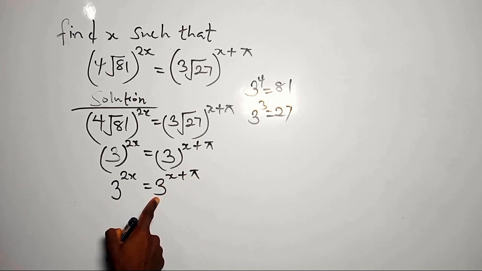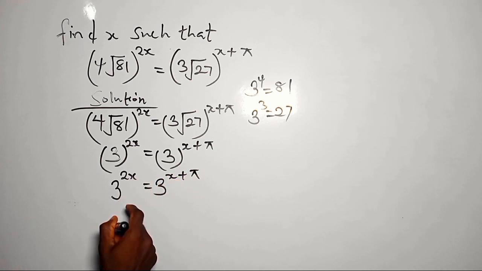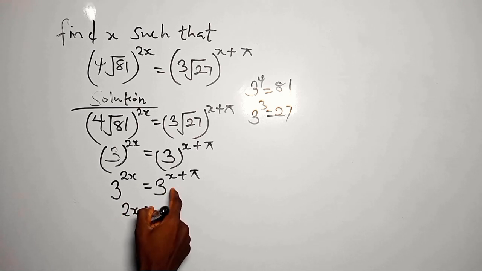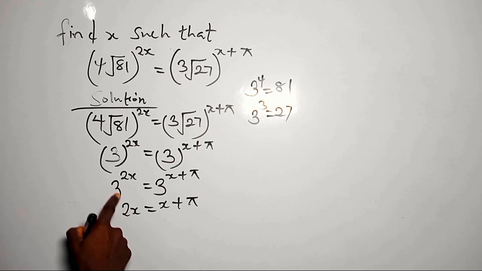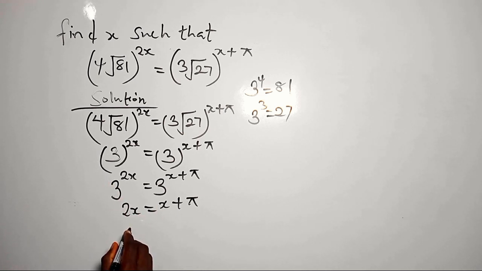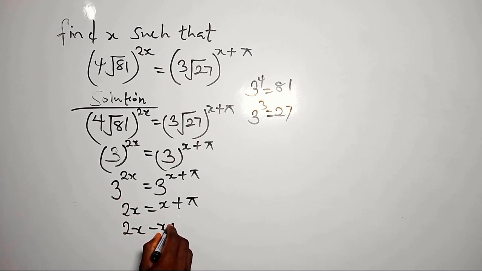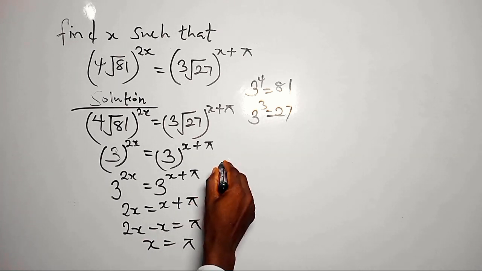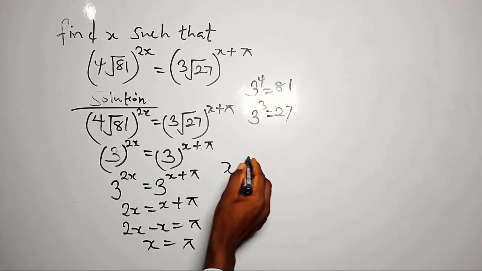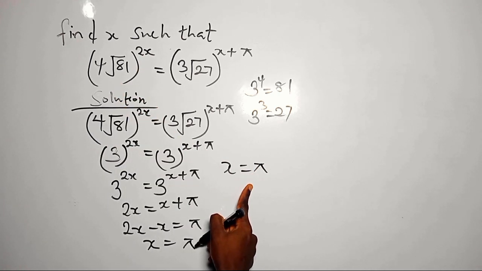Okay, so we have the same base, so here we have 2x equals x plus pi. Since we are working with x, we collect like terms, we have 2x minus x equals pi. So for 2x minus x we have x equals pi, so the value of x in this equation is pi.